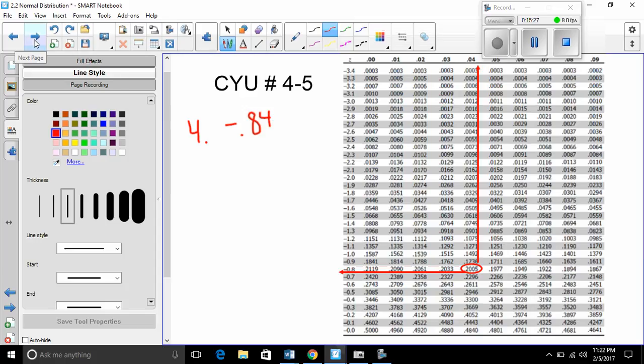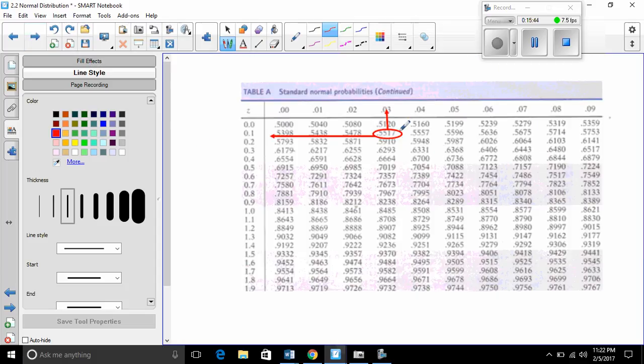So the fifth one asks for 45% of all observations greater than z. Well, since the table is less than, you don't need to find 45%. You have to actually find 1 minus 45%. So you're looking for 55%. So that would be right there. 0.5517 is as close as you can get to 55%. So the z value is 0.13. So z equals 0.13.